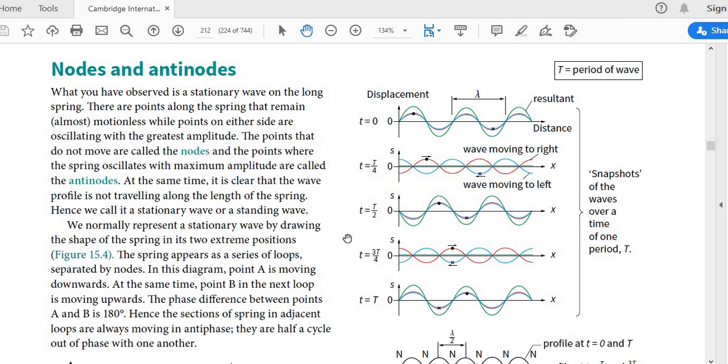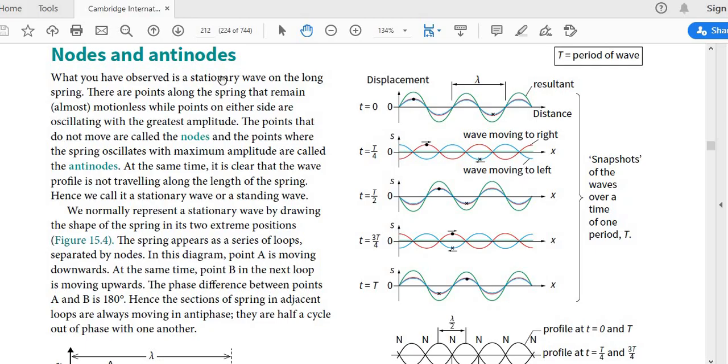Like I said, you have to watch some videos to understand this. This whole explanation is there in that video. Anyway, we'll quickly go through this bit. What you have observed is a stationary wave on the long spring. There are points along the spring that remain almost motionless, while points on either end are oscillating with greatest amplitude. The points that do not move are called the nodes. You should know the meaning of this word because it's in green bold letters. And the points where the spring oscillates with maximum amplitude are called the antinodes.